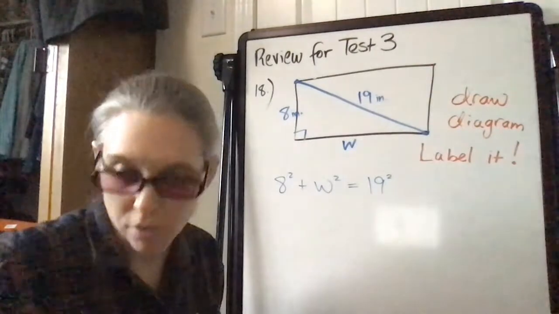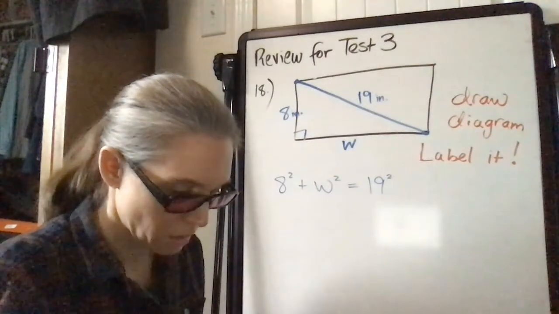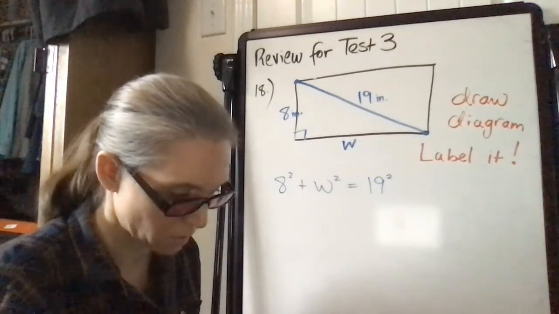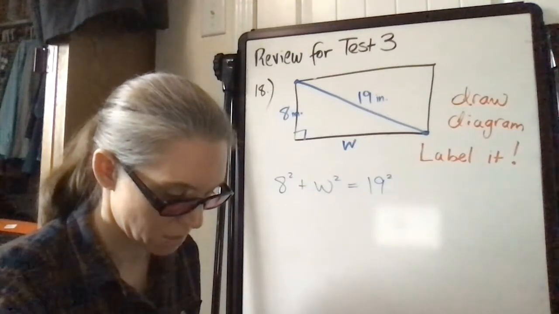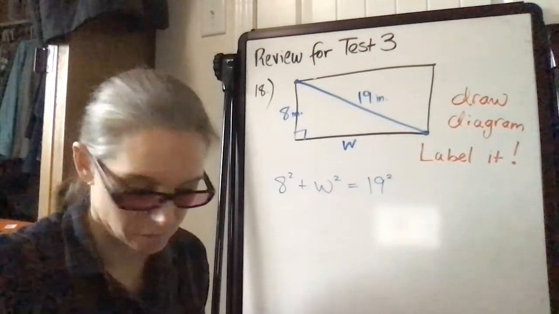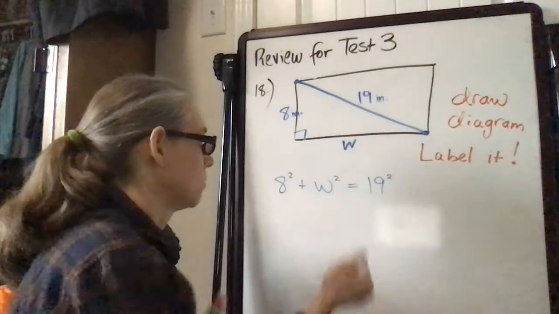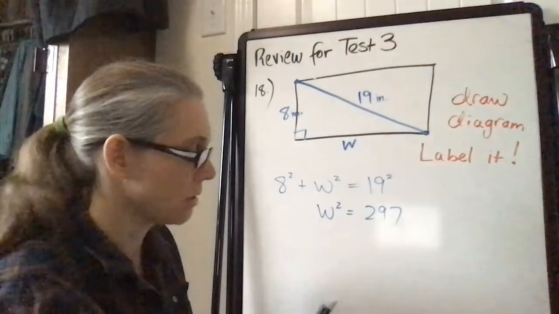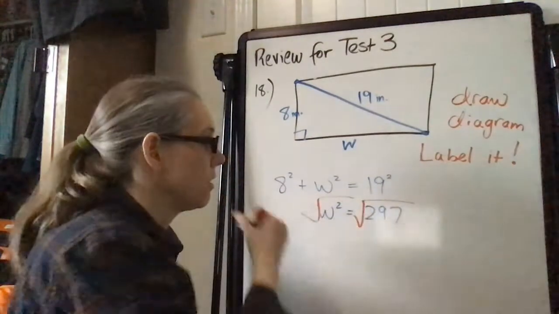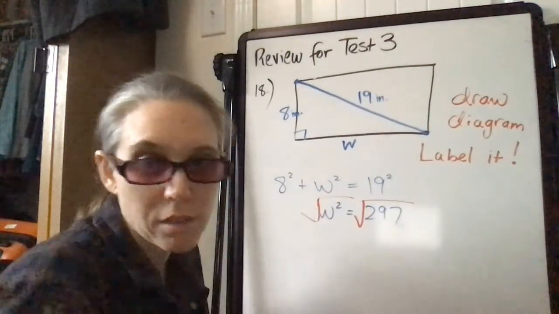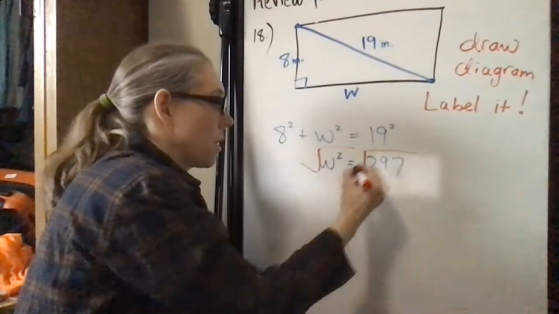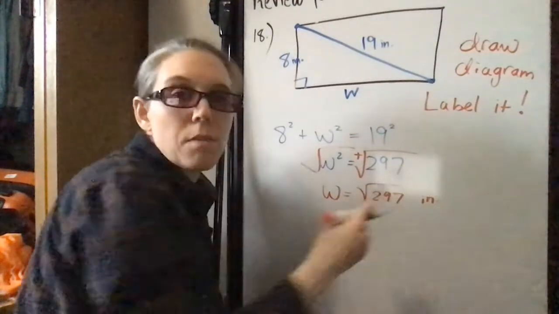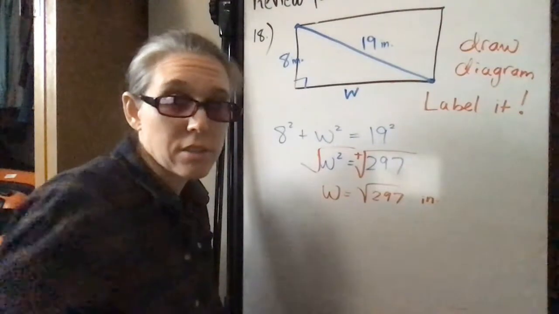8 squared is 64, so you just take 19 squared and subtract, okay, I totally messed that up. Okay, 19 squared minus 8 squared is 297. So w squared is 297. Then you're going to take the square root of both sides. In this case, you do not need to do plus or minus because it's a laptop width. There's not going to be a negative width. So just a positive one. W is equal to the square root of 297 inches. That's the exact answer. That's the first answer you're going to provide.